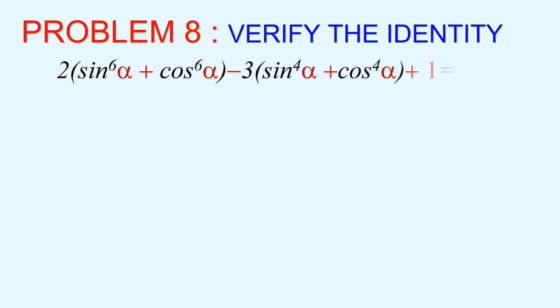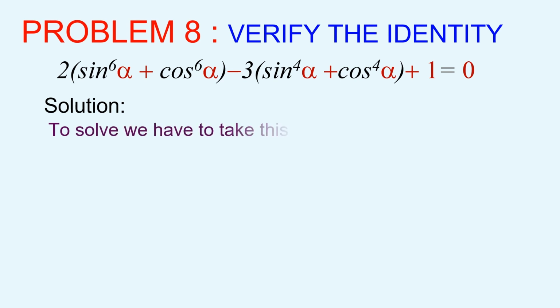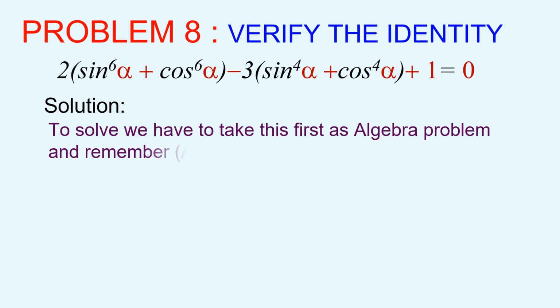Solution to problem 8, verify the identity. 2 times the quantity sine of alpha to the power of 6 plus cosine of alpha to the power of 6, minus 3 times the quantity sine of alpha to the power of 4 plus cosine of alpha to the power of 4, plus 1 is equal to 0. To solve, we first treat this as an algebra problem.